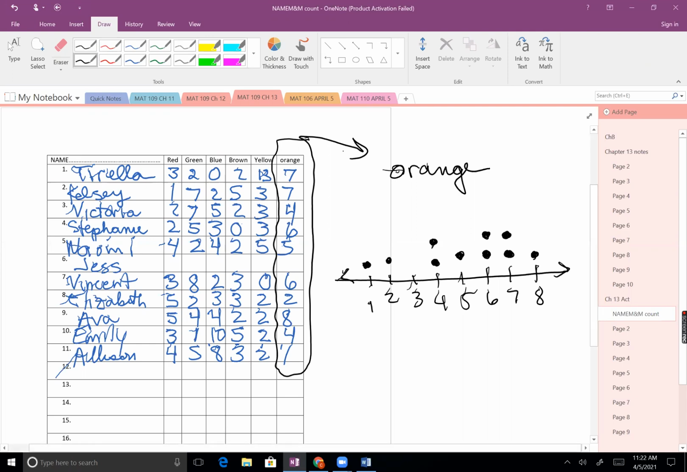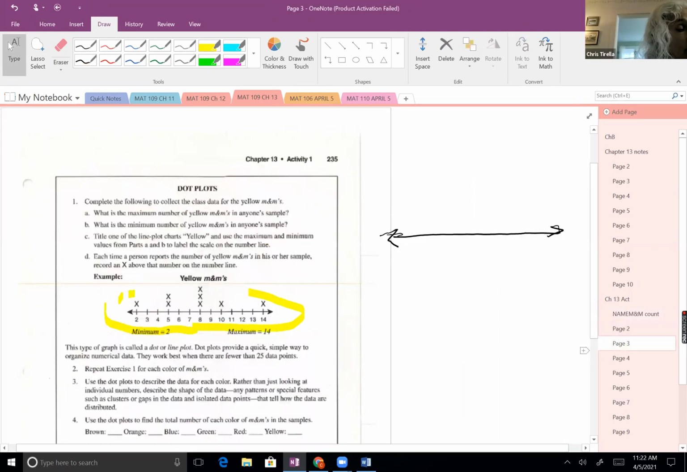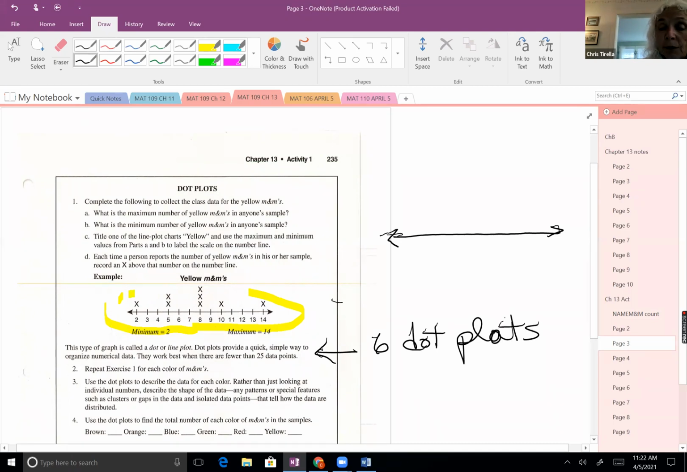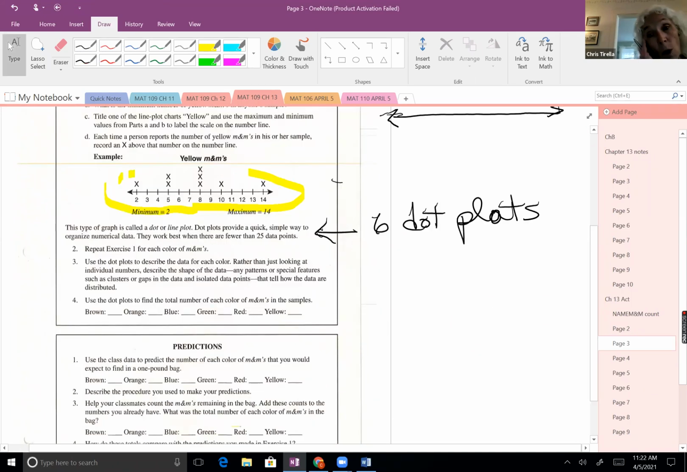And so you should be making, what do they call this? 1, 2, 3, 4, 5, 6 dot plots. So for this section, you're going to make 6 dot plots. And I guess it's probably easier for you to just draw them by hand, but I will upload those.